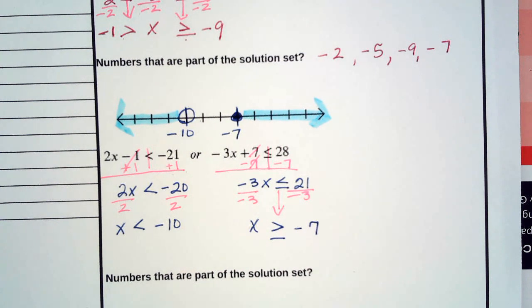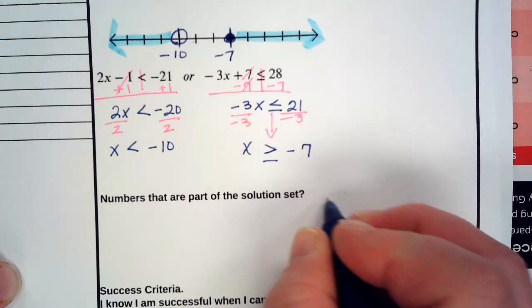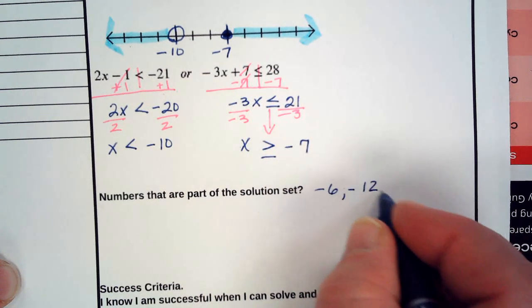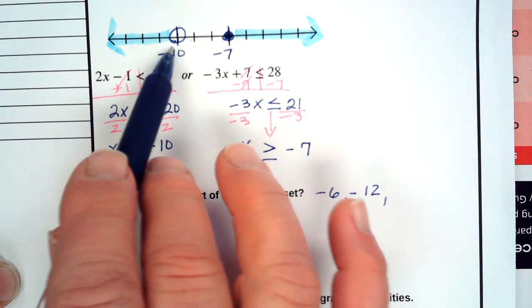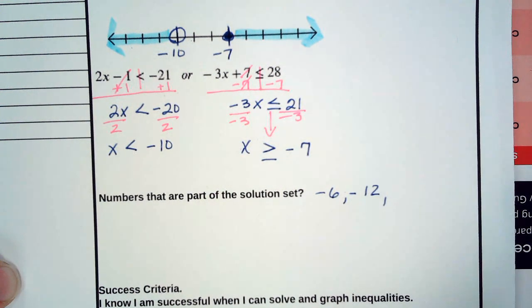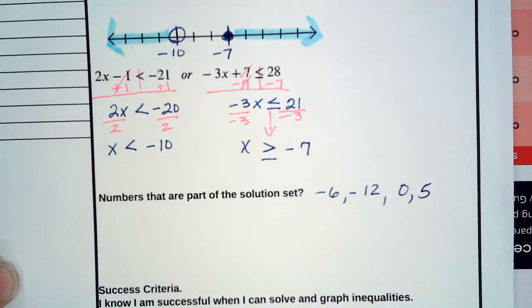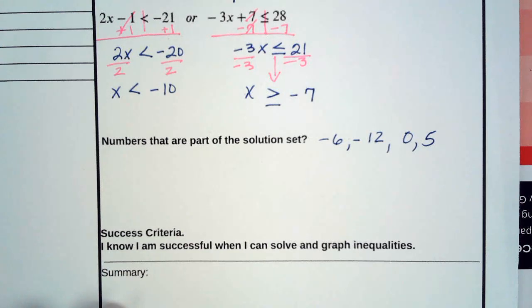So some of the numbers in the solution set, well, I could have -6, or I could have -12. Any numbers except the numbers that fall in between -10 and -7 work. How about 0, 5, all of those? So, finding the answer is very easy. You just look at the numbers that are highlighted on your graph.